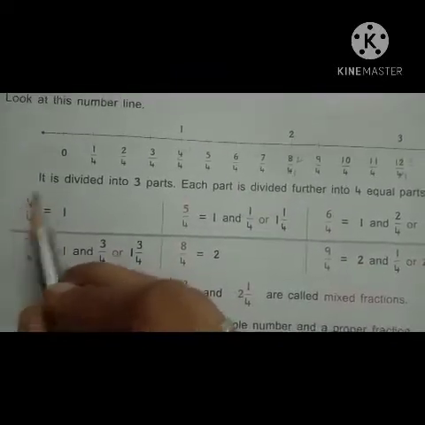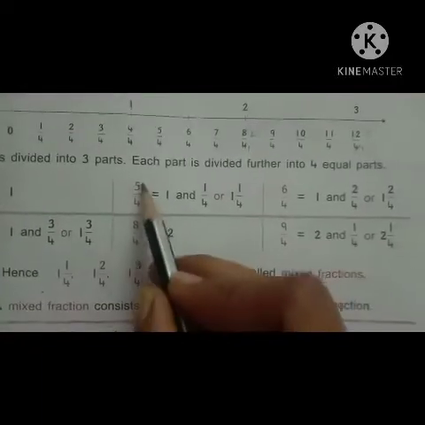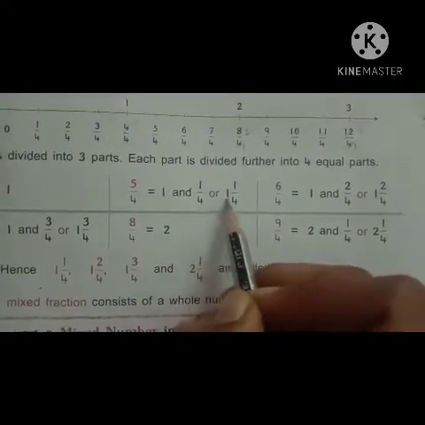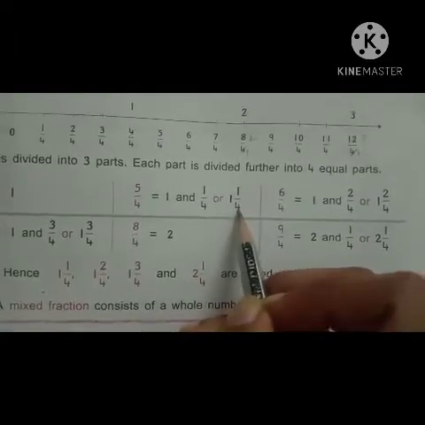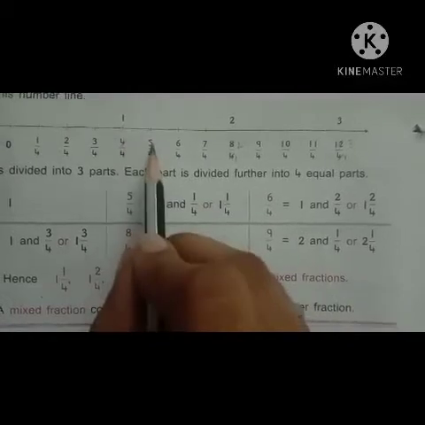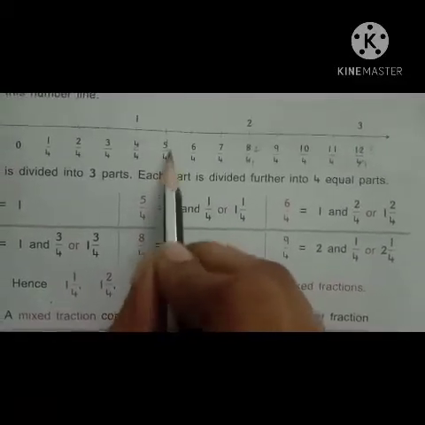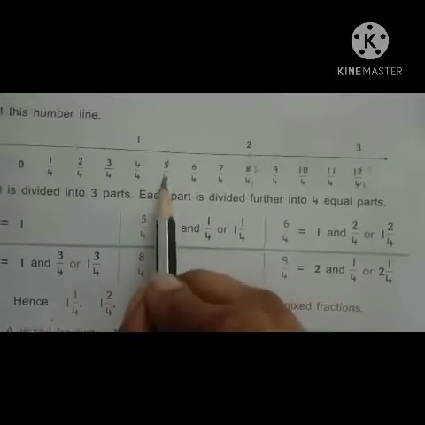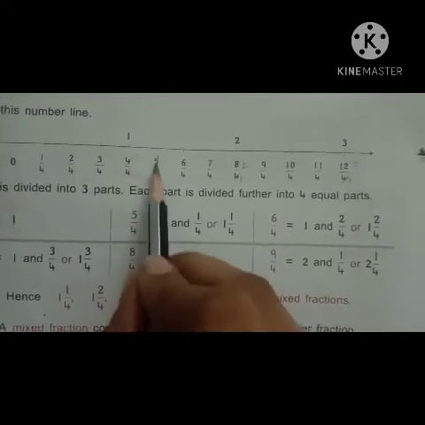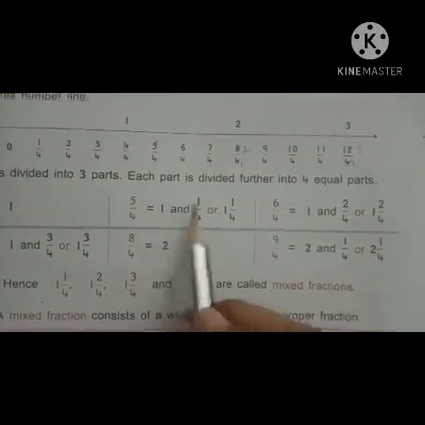Why? Because 4 1s are 4. 1x1 equals 1. 5x4 equals 1 and 1x4. See here, 5x4 is there, and here 1 is there. Again, 5x4 means 1 and 1x4 also. We can calculate this 1x4 also. Why? Because after 1 we have to continue with 1x4 now. So 5x4 equals 1 and 1x4.